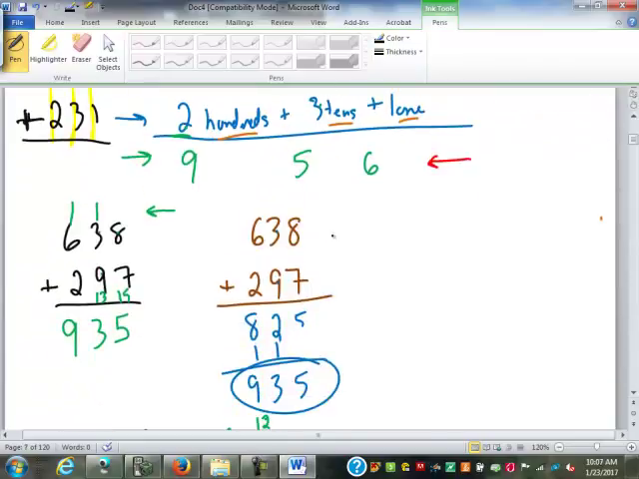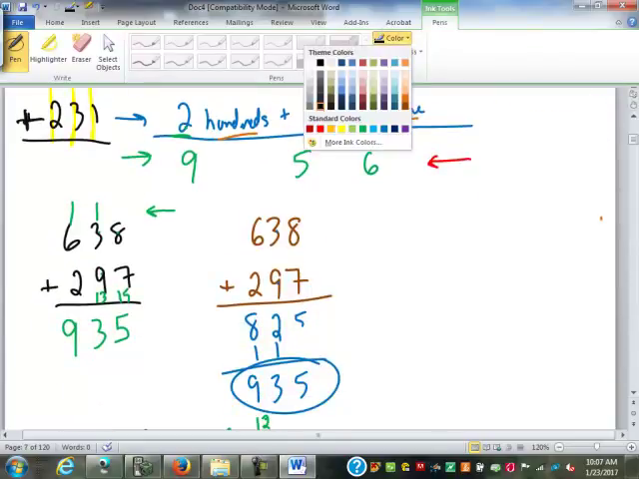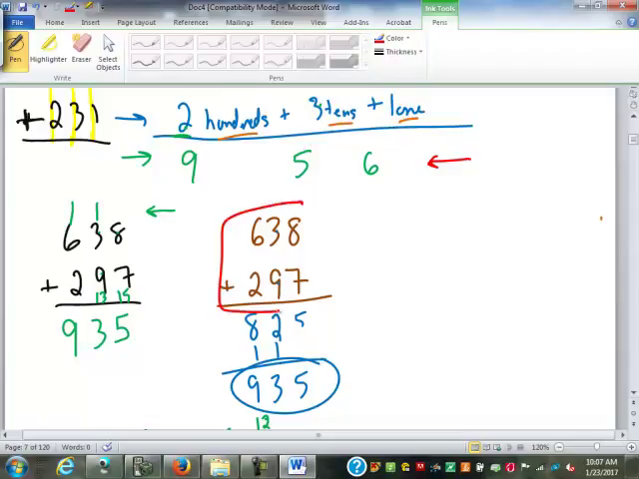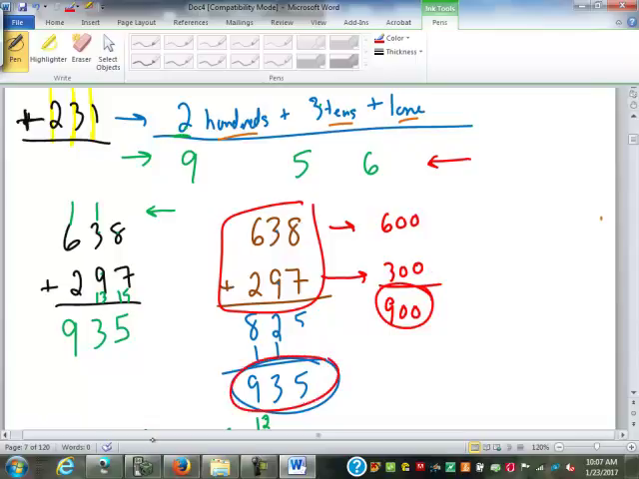Adding like 638 and 297. Before you punch that in the calculator, I would hope that you would look at this and say, okay, 638, that's around 600. 297 is around 300. When I add those together, 600 and 300 makes 900. I'm expecting an answer close to 900. So 935 is reasonable to me.